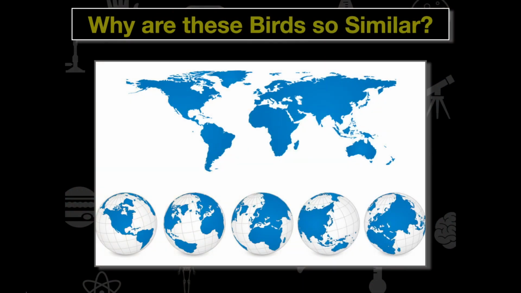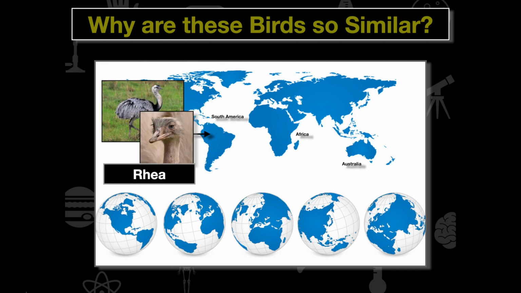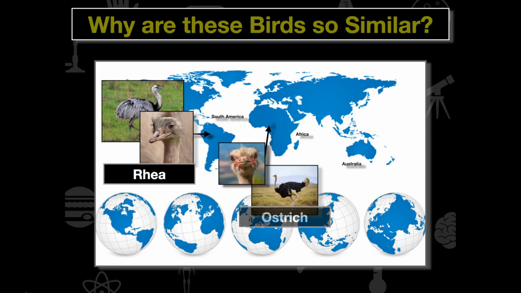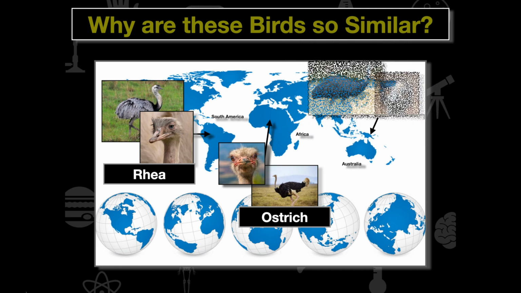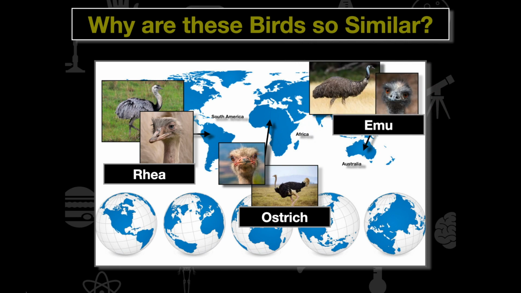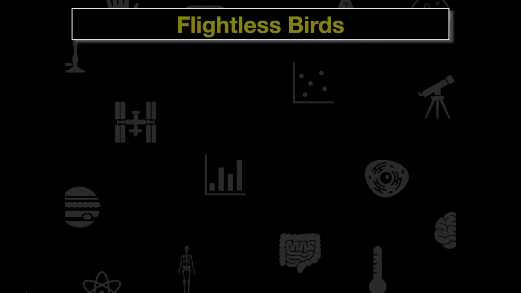So what does this have to do with evolution, and why are we really learning about this? Well, if we look at this map, we can see that we have South America here, we have Africa, and we have Australia. And in South America, we have these birds called the rhea. In Africa, we have these birds called the ostrich. And in Australia, we have these birds called the emu. Now, if we look at all of these birds, they all look very similar, and they are all flightless.